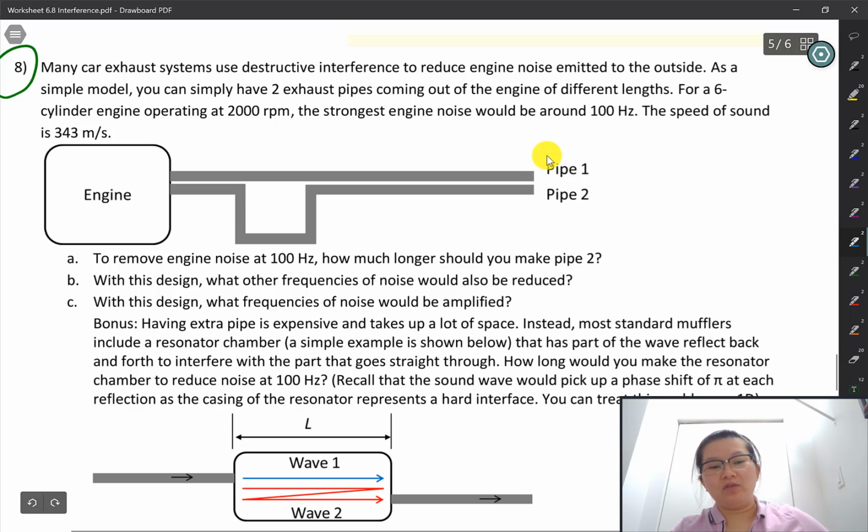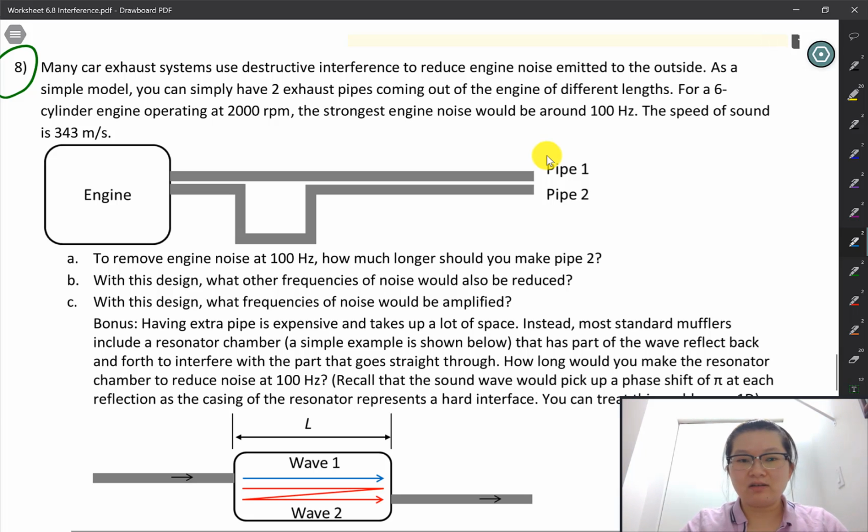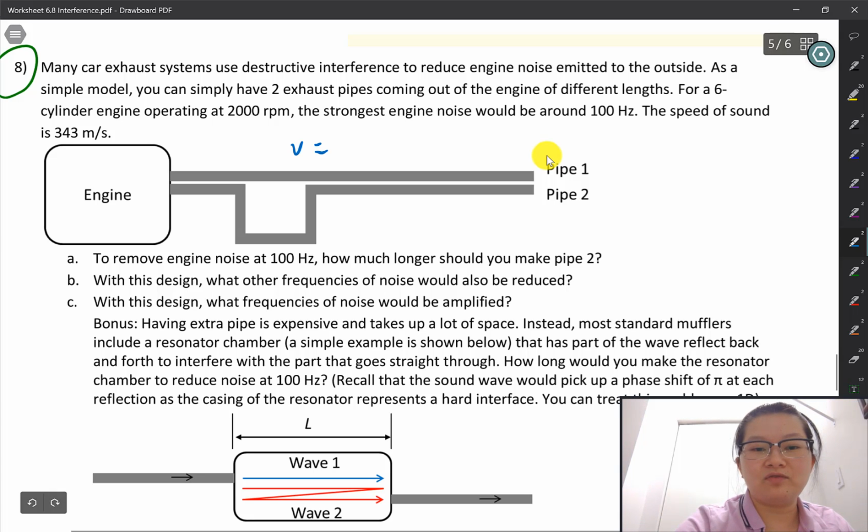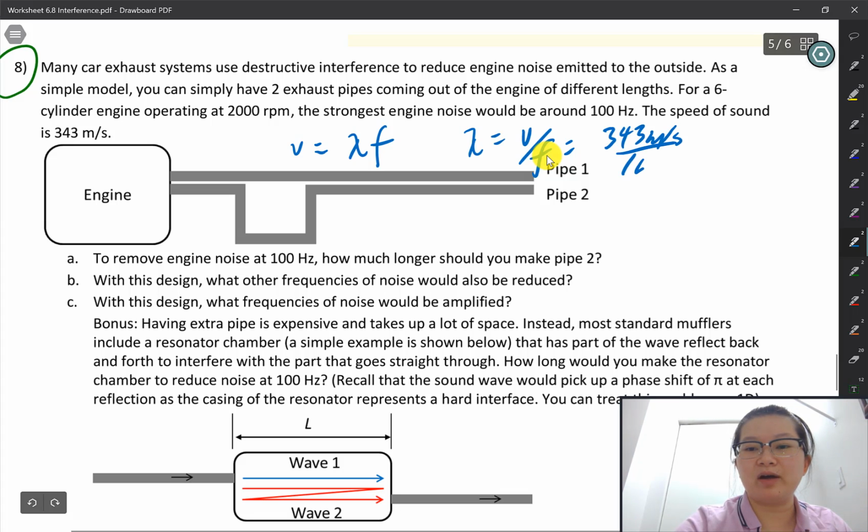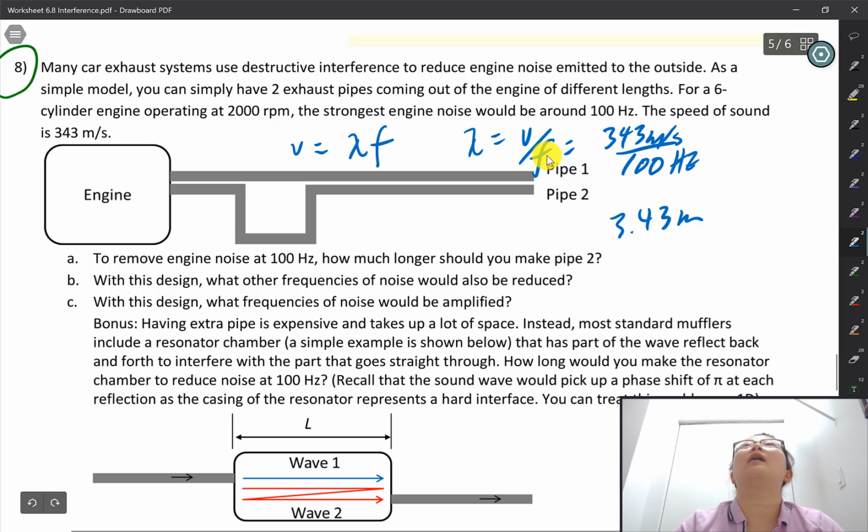Okay, so first of all, notice that we have frequency instead of wavelength. So we need to convert that to wavelength first. We know from the wave equation v is equal to frequency times lambda, so lambda is our speed over our frequency, 343 meters per second divided by 100 hertz, which is going to give us 3.43 meters for our wavelength.